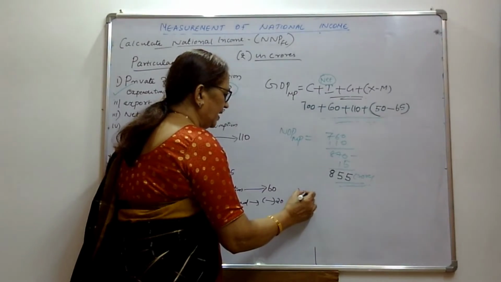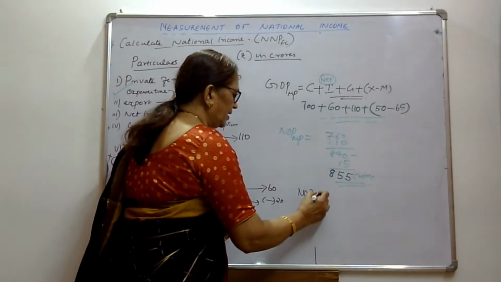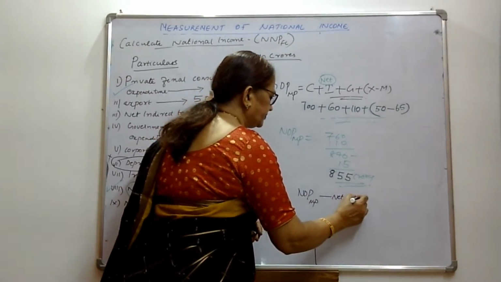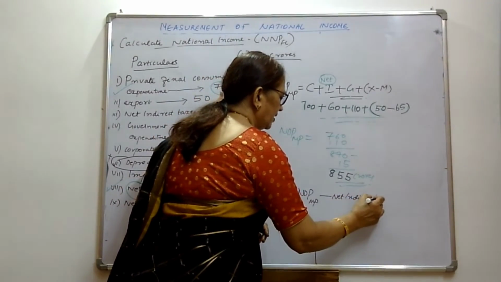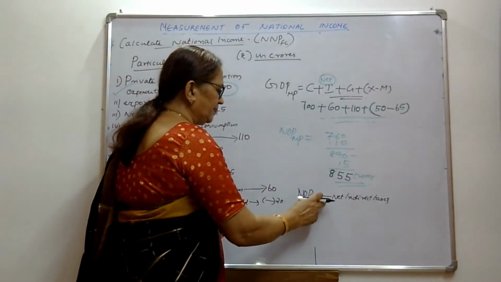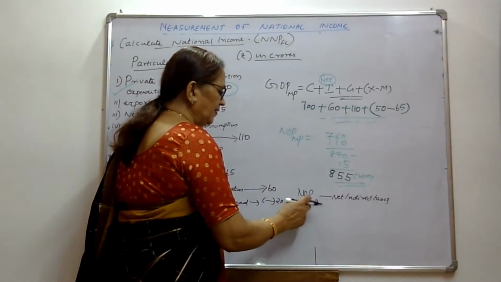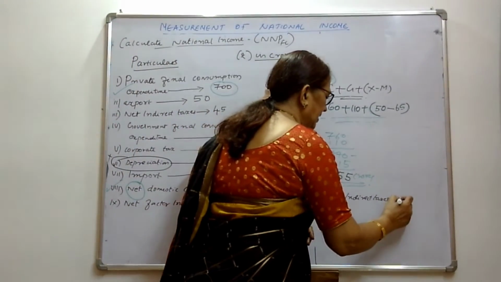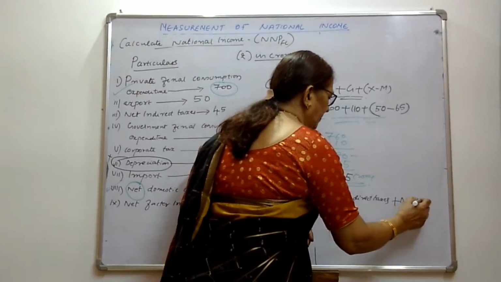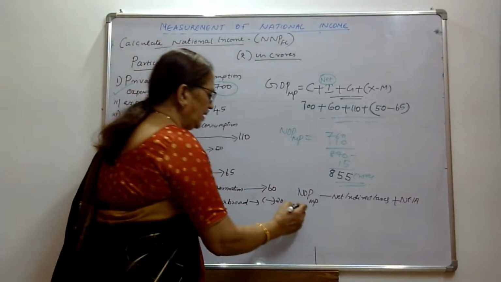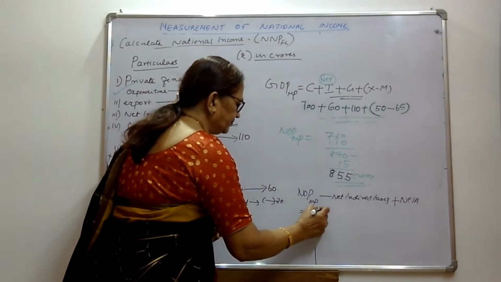Now, in order to arrive at NNP at factor cost, what is to be done? NDP at market price minus net indirect tax, we have to make it factor cost. So NDP at market price minus net indirect tax gives NDP at factor cost, the domestic income. Plus net factor income from abroad, we will get NNP at factor cost, or national income.